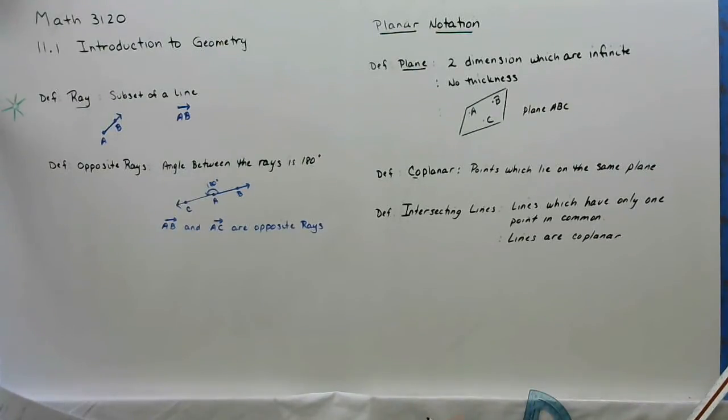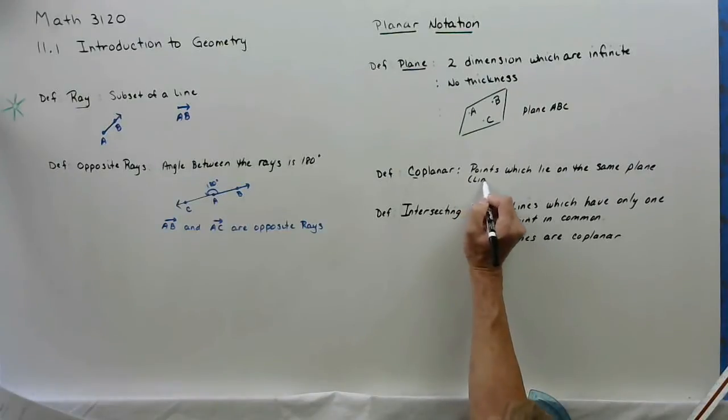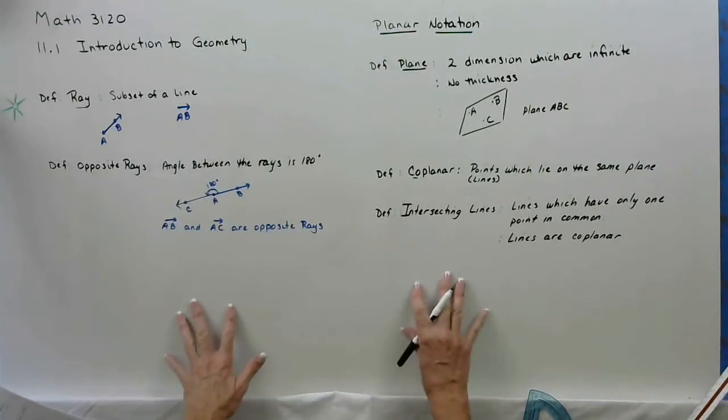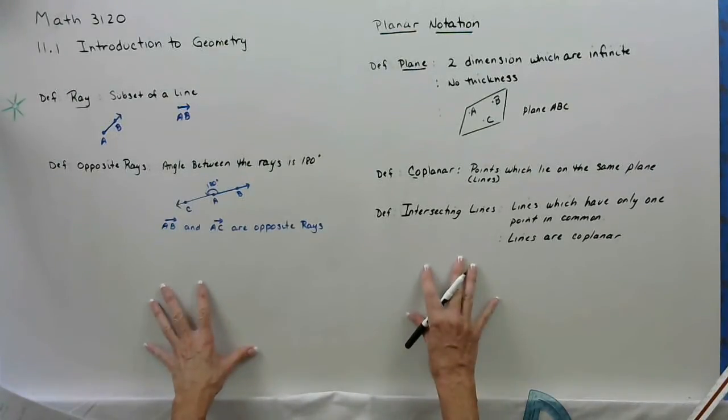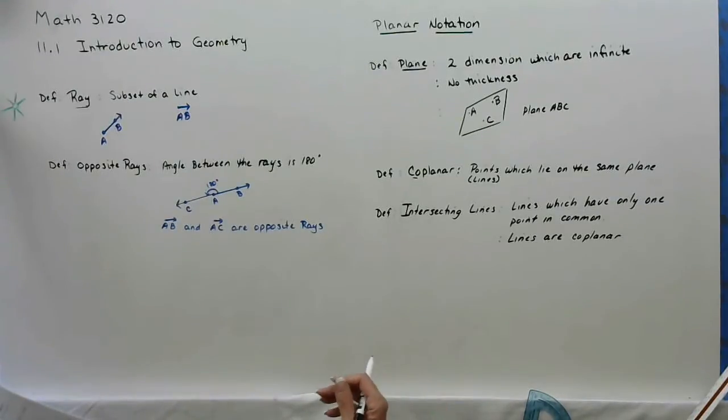So I can add to the previous definition, because I could have said coplanar points, coplanar lines. Instead of writing a second definition, let's just say this could be points or lines which lie on the same plane. So again, if I have this tabletop or this surface, any lines that are on the same surface are coplanar. Those are coplanar lines.